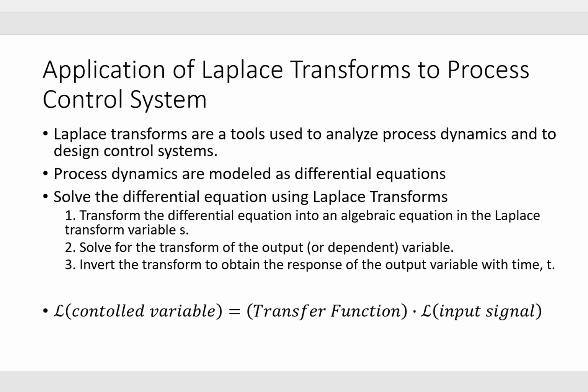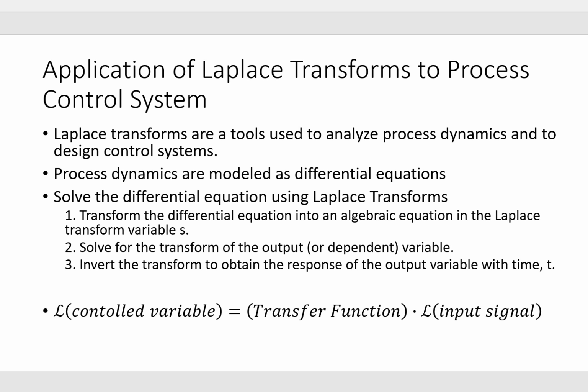models. Once we have a dynamic model, we're able to formulate a differential equation that we could solve using Laplace transforms. So we want to first of all take that differential equation and transform it into an algebraic equation in the Laplace transform variable S. So we've eliminated the dependence on time and have equations that are algebraic equations of S. Next, we can solve that transform of the output, so that's the dependent variable. That's as we did in the previous examples where we made an explicit function of the dependent variable.